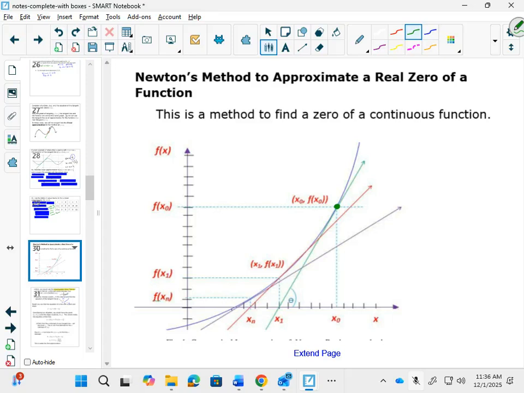I want to find the actual x-intercept, which is this blue point. If I draw a tangent line from this first point, its x-intercept, I'll do it in green, is there. Is it pretty good? It's not bad. It's a little bit off the blue. This is Newton making an approximation.